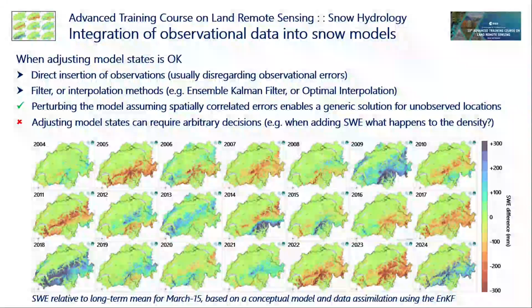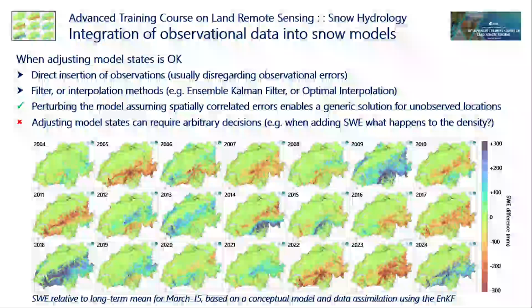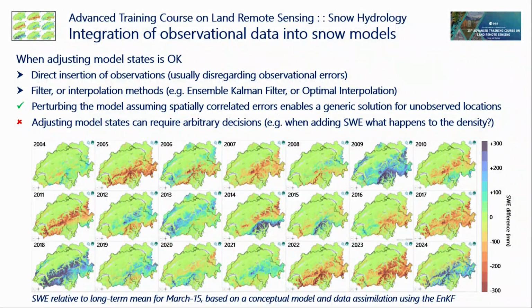The cool thing about these methods is normally that you can perturb the model states or other aspects of a model, assuming that there's a spatial correlation between those modeling errors or input errors. If you assume the spatial correlation, you can basically use this generic solution to interpolate data to locations where you don't have any. Because if you know you have a problem here and a problem here, you can assume that probably there's also a problem in between. And that's generically available in these methods.